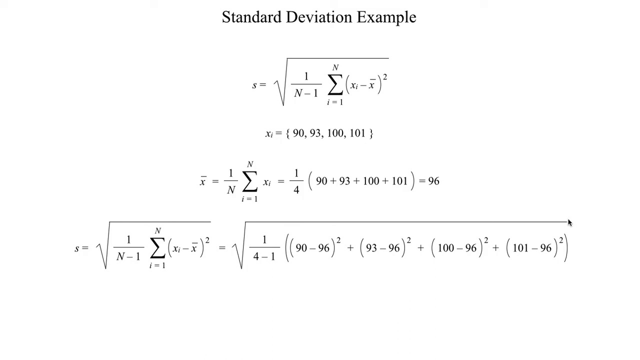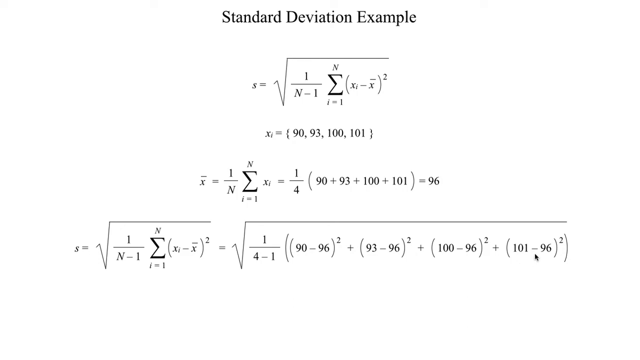of a massive line of numbers: the square root of 1 over 4 minus 1, which is just 1/3, times the first entry in the data set minus the mean, that whole quantity squared, plus the next difference squared. So we take the next item in the data set, which is 93, subtract the mean, take that difference and square it, and add that to the difference we got from the first entry. Then we take the third entry in the data set, 100 minus the mean, square that quantity, and add it to the previous two, and we continue that cycle until we get to the end of the data set.